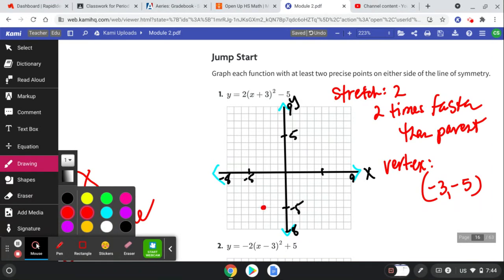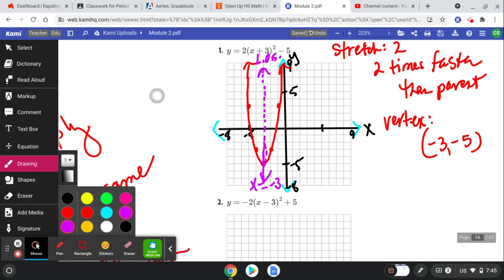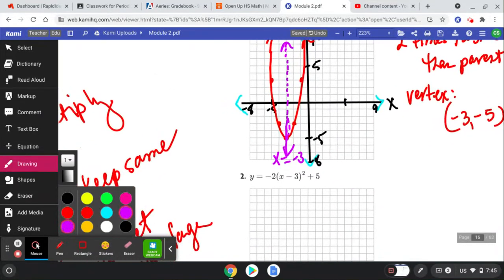And from there, we're going up 2 times as fast. Out 1, up 2. Out 2, up 8. Connect your graph. Drawing that line of symmetry straight through x equals -3. Also called an axis of symmetry. How'd you do on that graph? Let's go peek at the next one.